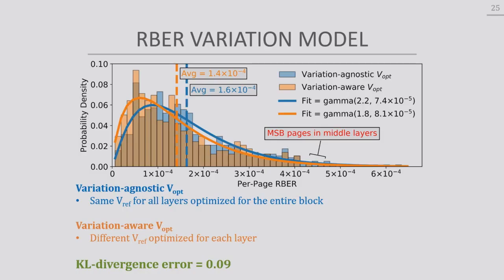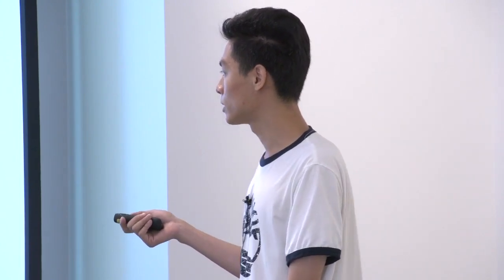So the second model that we propose is the RBER variation model that captures the process variation effect, or the error rate variation effect. In this figure, the x-axis is the per-page RBER, and the y-axis is probability density. This shows the RBER distribution within a single flash block. And we're showing 2 types of results.